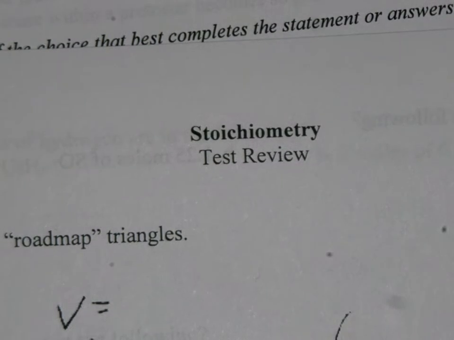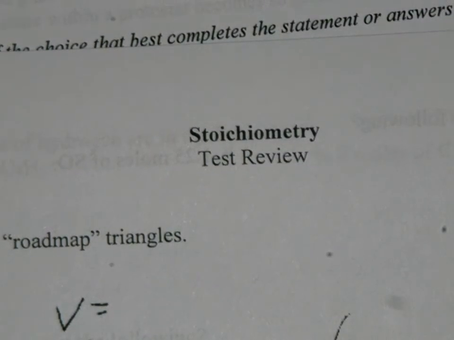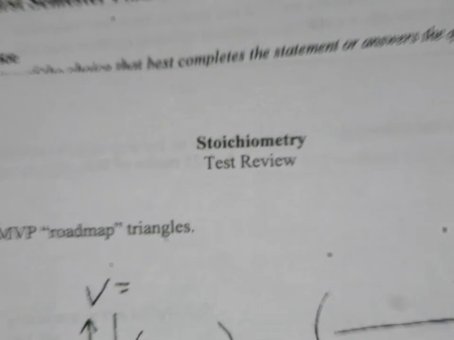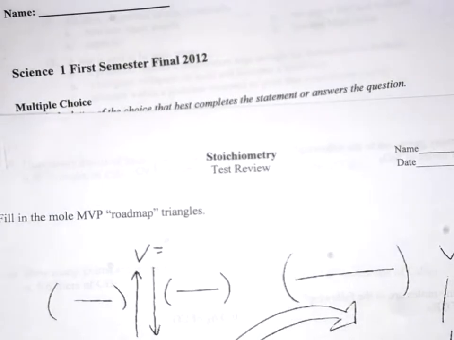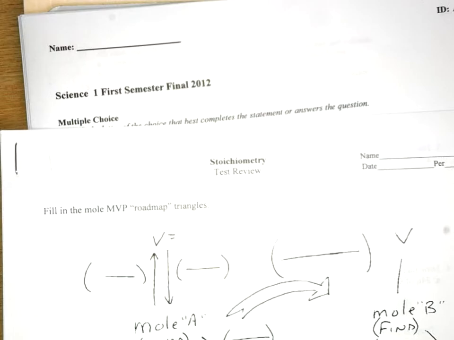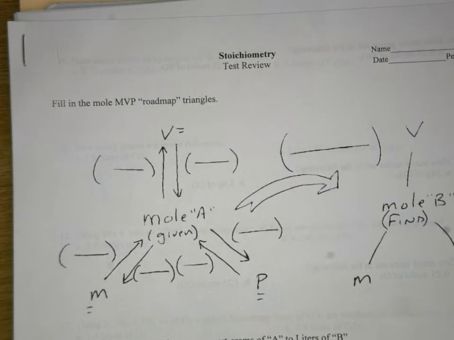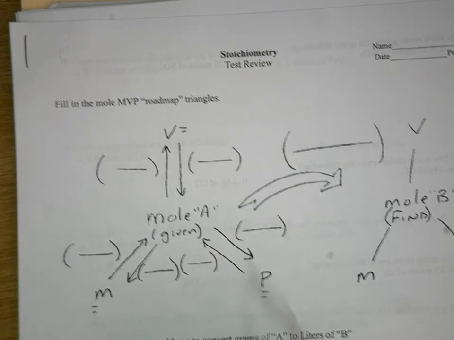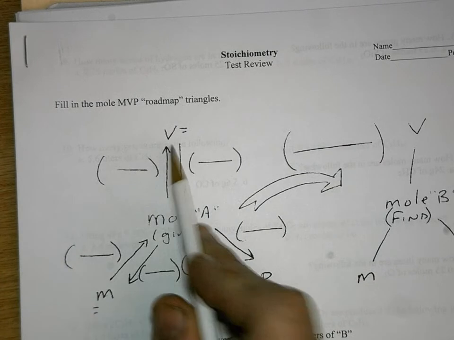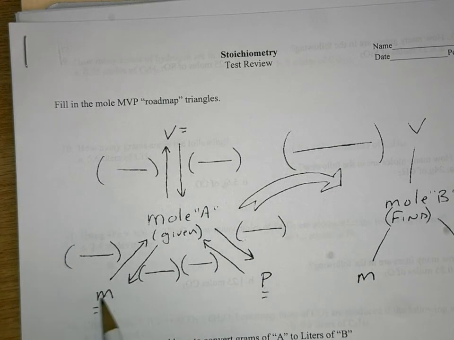Well, this is just a quick kind of helping you get started on the stoichiometry test review. I'm going to begin here with what I call the MVP of chemistry, a conversion triangle, where the mole is the most valuable player, the MVP, with M standing for mass in grams.